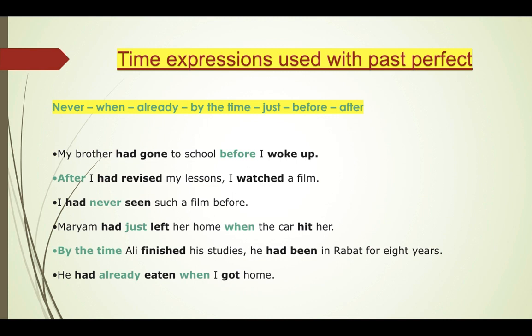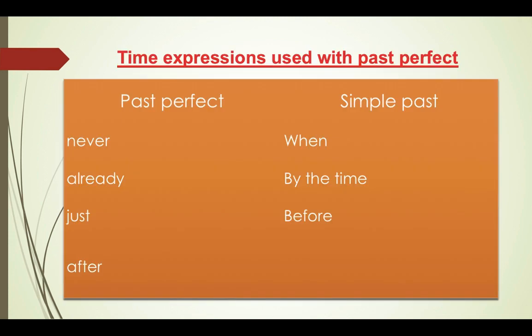The most important thing here is to know which time expressions we have to use with the past perfect. We're going to cover it together. In this chart we have some time expressions: the ones we use with the past perfect and the ones you have to use with the simple past. For the past perfect, we can use time expressions like never, already, just, after. When we find these time expressions, they must be followed by the past perfect. The simple past is followed by expressions like when, by the time, before. This is the difference between the time expressions we use with the past perfect and those we use with the simple past.